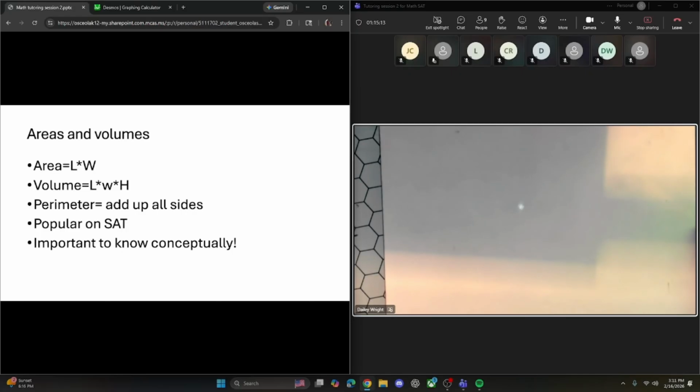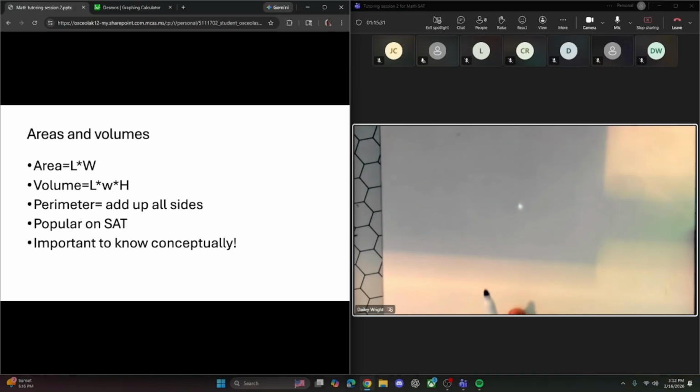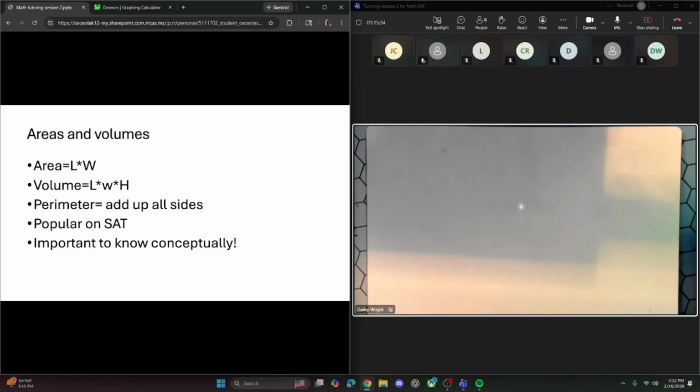These questions are very popular on the SAT. Just knowing area, volume, and perimeter, if you didn't know this before, you're going to get like 4 or 5 extra questions right, just based off of that. I've seen plenty of questions on this for every SAT I have taken. Shouldn't change anytime soon. This is very important to know conceptually because they ask weird questions about this. You can know this, but they can ask a super weird question to you, and it ends up being practically impossible to find anyways.